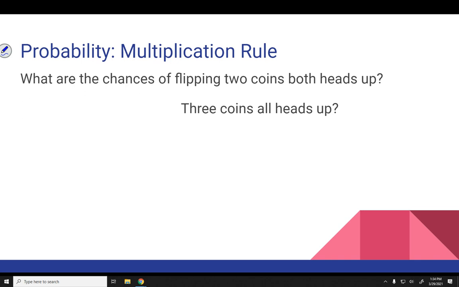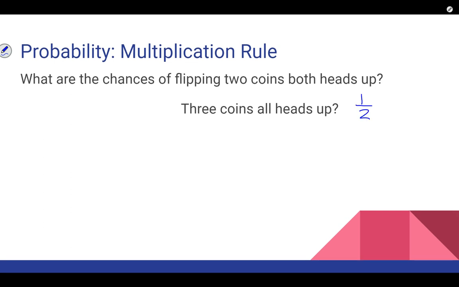So here, to figure this out, what are the chances of getting 1 coin to land heads up? 1/2 or 0.5, right? So for each coin, there's a 1 out of 2 chance that it'll land heads up. If we want this one and this one and this one to land heads up, what do you do with those 3 numbers? You multiply.